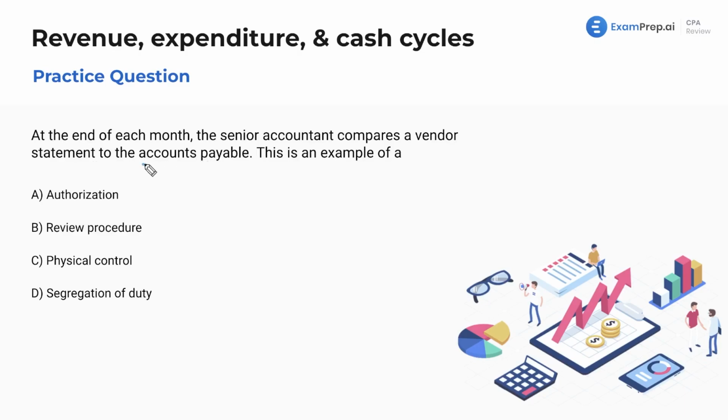Because let's say we rack up $1,000 of accounts payable, that should pretty much line up with, let's say we owe the vendor $1,000. So that I wouldn't say has anything to do with authorization. This is just confirming dollar amounts rather than is it properly authorized. Review procedure, that sounds like it could be it, right? Just reviewing this situation. It's a normal, let's say, monthly procedure that verifies these numbers. So I think that's a good answer.